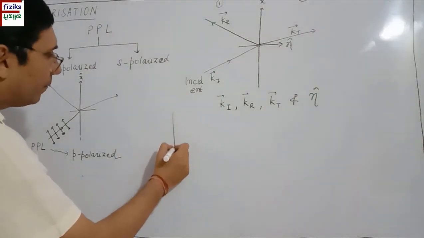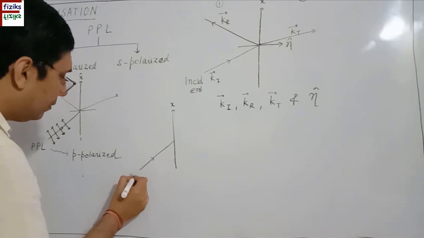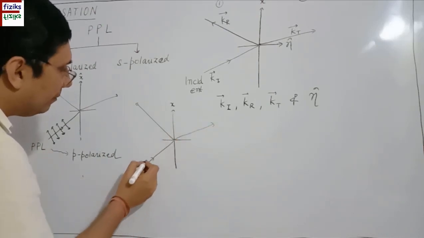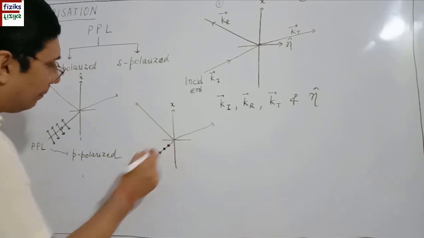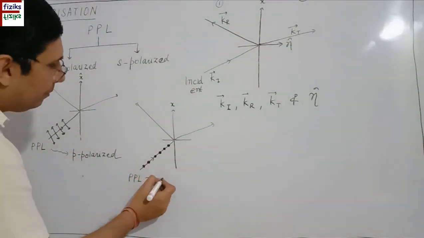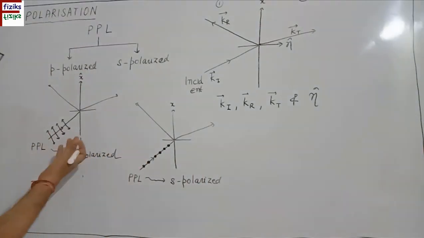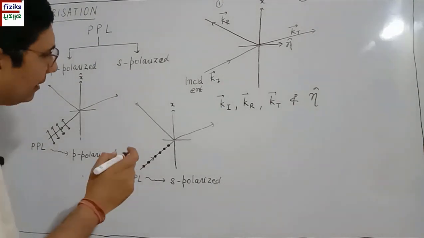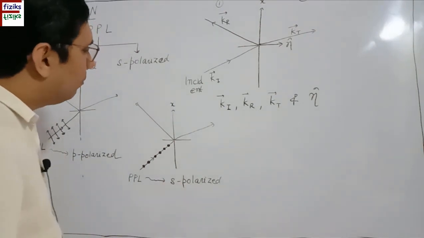There can be another case. If this is an XY interface and a plane polarized light wave is incident on it, again a part of it will be reflected back and a part of it will be transmitted into the second medium. If the electric vector of this incident plane polarized light is perpendicular to the plane of incidence, then this plane polarized light is known as S-polarized light. So these are two particular orientations of electric vectors. If electric vectors are parallel to the plane of incidence, it is P-polarized light. If they are perpendicular to the plane of incidence, it is S-polarized light.